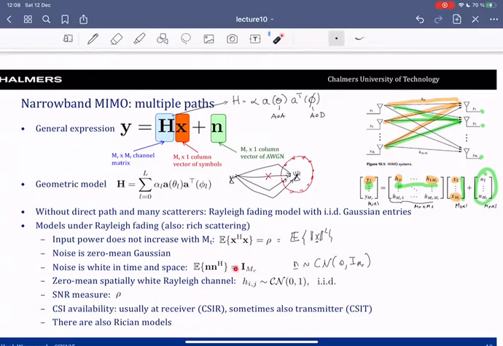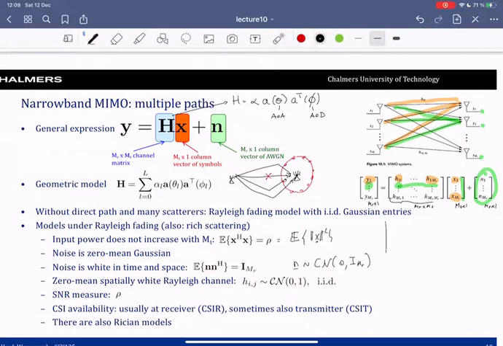And I_MR is an identity matrix of size MR. And finally, the channel itself is zero mean spatially white Rayleigh. So this means that the channel coefficients, h_ij, are complex Gaussian, zero mean, variance 1, and IID. And this then implies that rho is a measure of the SNR.